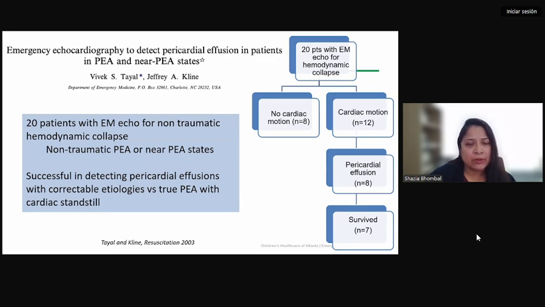Similarly, there's another study out of the ER that showed emergency echocardiography to detect pericardial effusion in patients with PEA and near PEA states. These were tiny patients who came to the emergency room for non-traumatic hemodynamic collapse, and they looked at PEA or near PEA states, and they were able to look at cardiac motion. If they did have cardiac motion, was there a pericardial effusion present? And that was able to be intervened on in those patients. Many of them did end up surviving. Three of these patients had tamponade that had emergency pericardial drainage or surgery. Again, emphasizing the rapidity to triage.